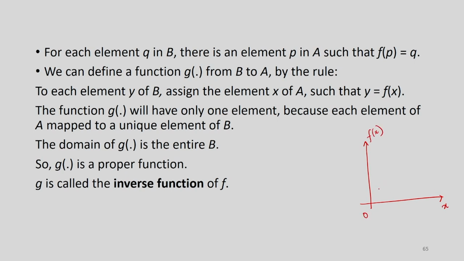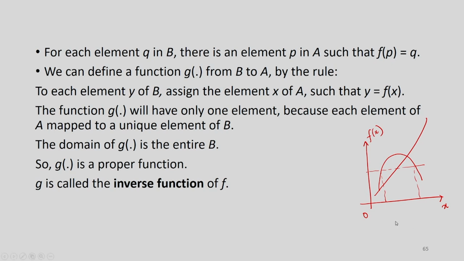Suppose you have a function like this, then you take a particular value of y, and it maps to two values from the domain. So, this is not a one-to-one function, whereas if you take a function like this, then this could be a one-to-one function, because here no matter what y you take, you map to a unique element of x.